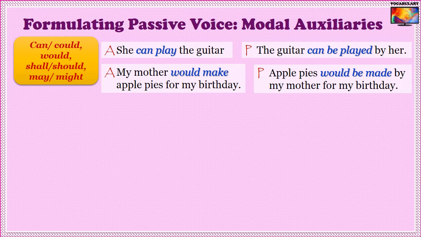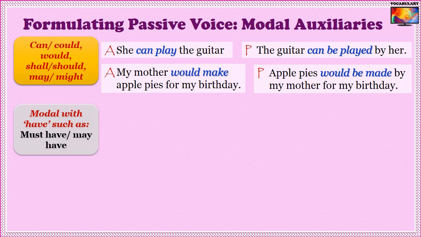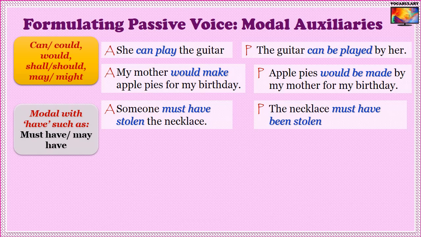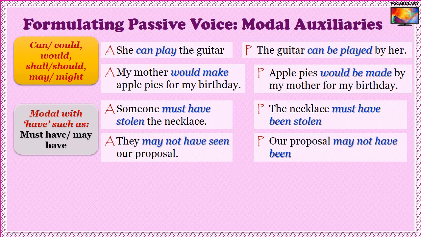Similarly, for modal with have, such as must have, may have, the case is same as that of will have in future perfect tense. Someone must have stolen the necklace. The necklace must have been stolen. They may not have seen our proposal. Our proposal may not have been seen by them.